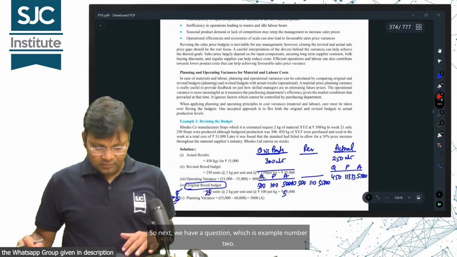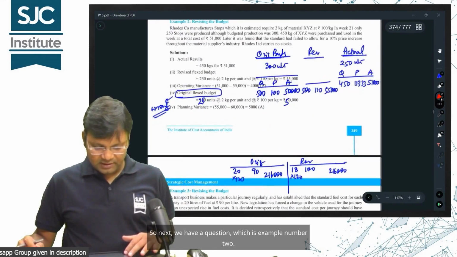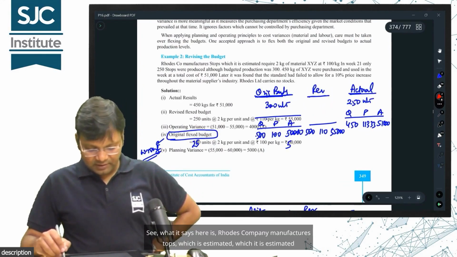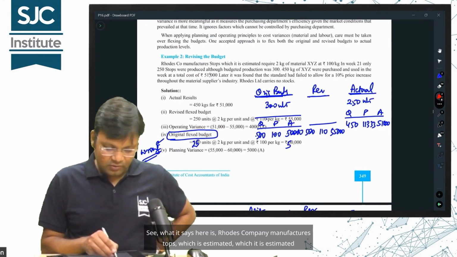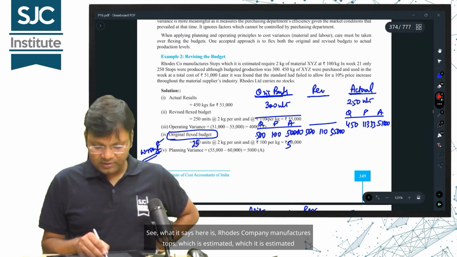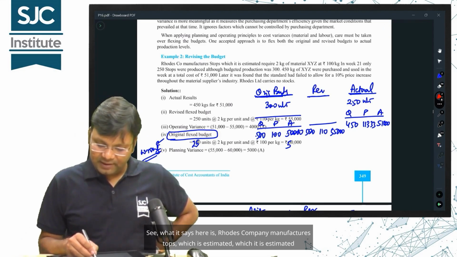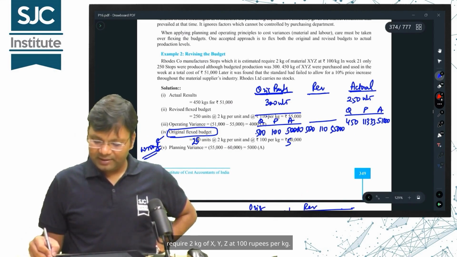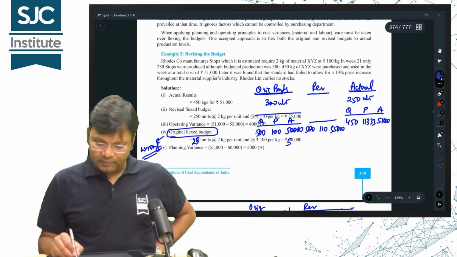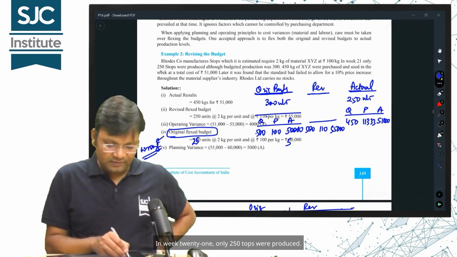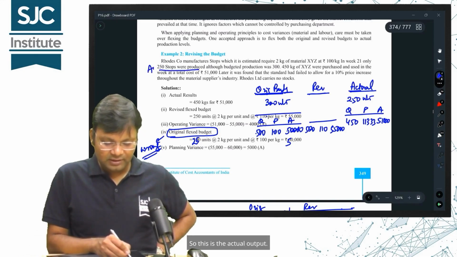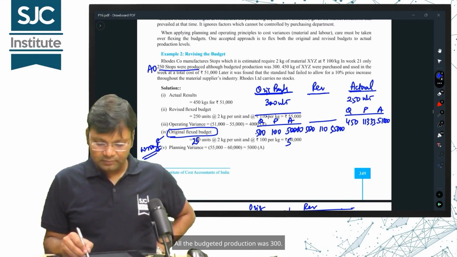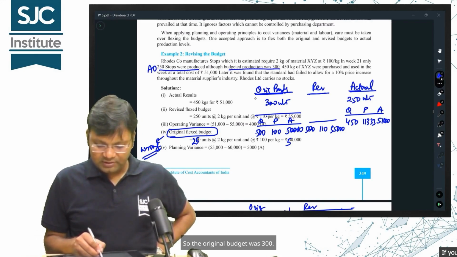Okay. So next, we have a question which is example number 2. What it says here is, Roads company manufactures tops which it is estimated require 2 kilograms of XYZ at 100 rupees per kg. In week 21, only 250 tops were produced. So this is the actual output. The budgeted production was 300. So the original budget was 300.